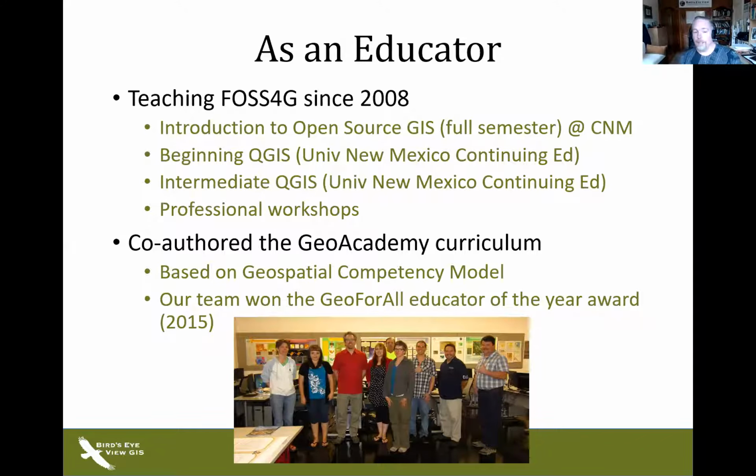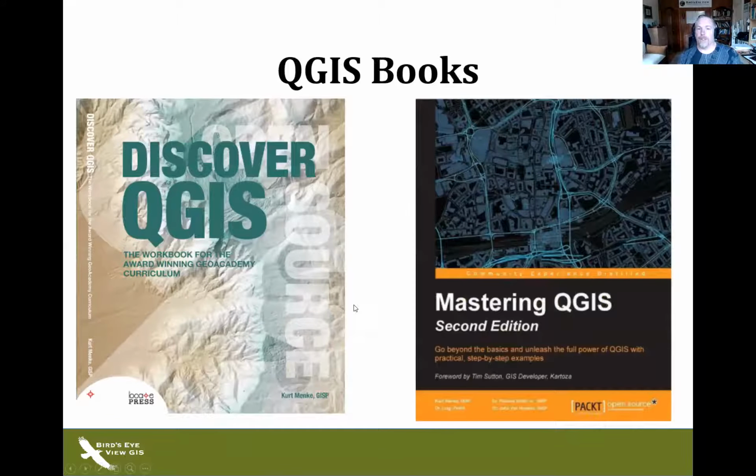And we got some notoriety from that. Our team won the Geo for All Educator of the Year award in 2015 as part of that curriculum development. And that also led to some opportunities. Me and my co-authors for the Geo Academy were approached by PAC Publishing to write a book called Mastering QGIS, which we first published in 2015. And then I also updated the Geo Academy curriculum and published that through Locate Press as a workbook called Discover QGIS. And I know that Discover QGIS is now being used in classrooms around the world.